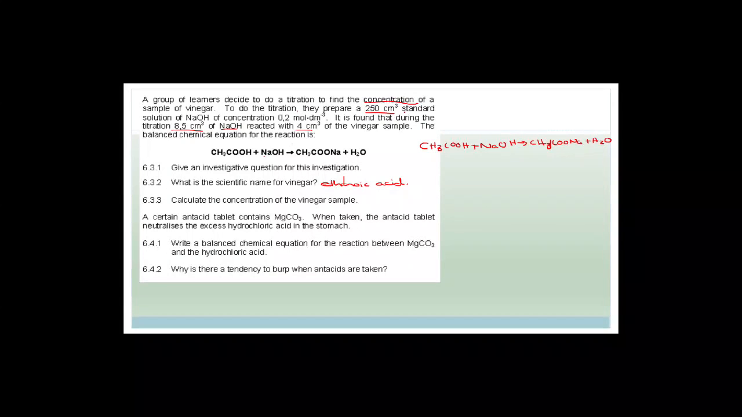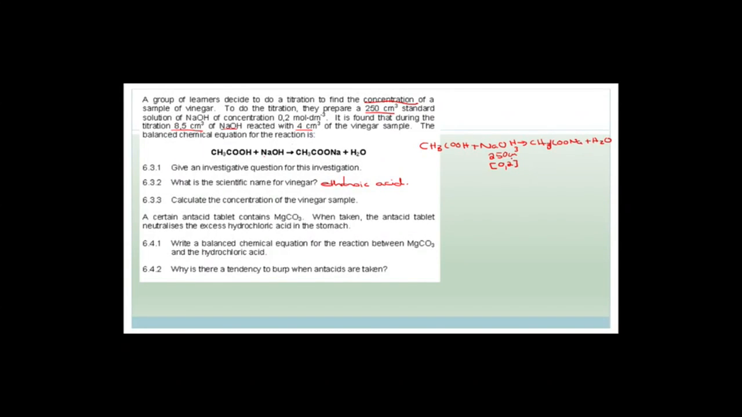Okay, so I'm going to rewrite my equation over here so that I've got space to write underneath it. I've got CH3COOH plus NaOH goes to CH3COONa plus water. Okay, so what do they tell us? They tell us that they prepared 250 cubic centimeters of standard solution, so we've got 250 cubic centimeters of standard solution of concentration 0.2 moles.